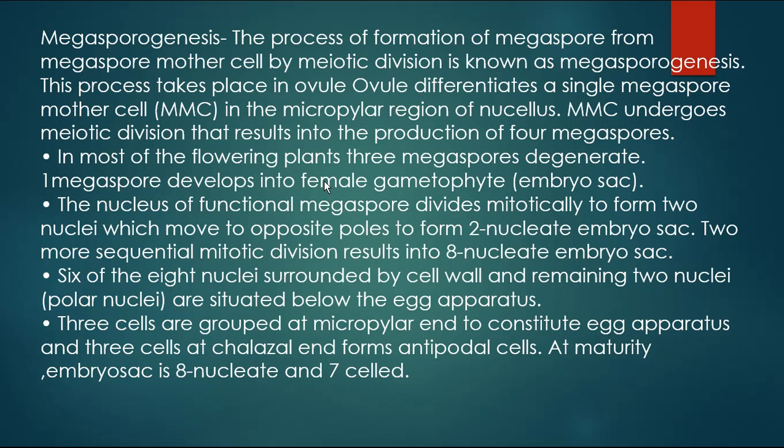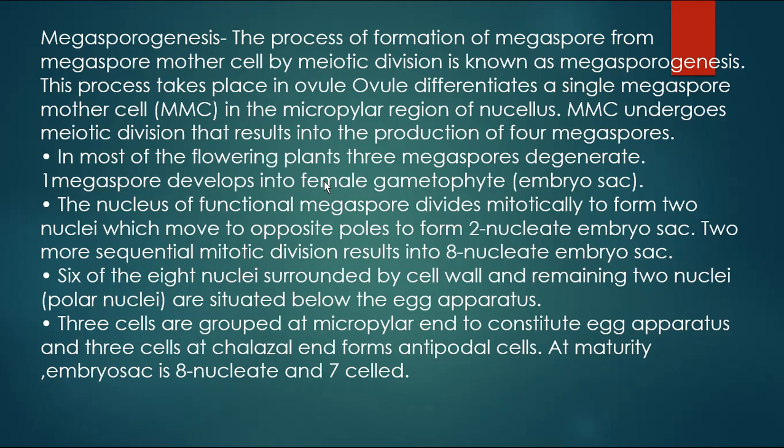6 of the 8 nuclei are surrounded by cell walls and organized into cells. The remaining 2 nuclei, called polar nuclei, are situated below the egg apparatus in the large central cell. There is a characteristic distribution of the cells within the embryo sac. 3 cells are grouped together at the micropylar end and constitute the egg apparatus. The egg apparatus in turn consists of 2 synergids and 1 egg cell. The synergids have special cellular thickenings at the micropylar tip called filiform apparatus, which play an important role in guiding the pollen tubes into the synergid.